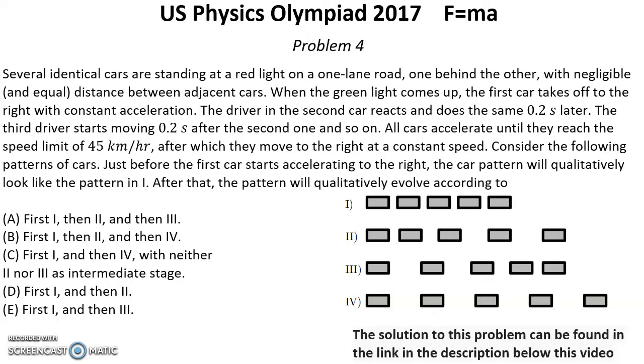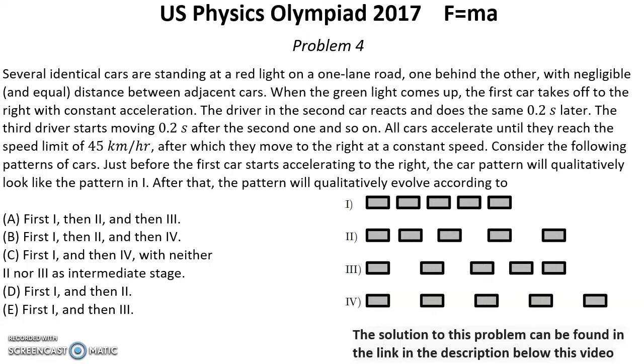The driver in the second car reacts and does the same 0.2 seconds later. The third driver starts moving 0.2 seconds after the second one, and so on. All cars accelerate until they reach the speed limit of 45 km per hour, after which they move to the right at a constant speed.